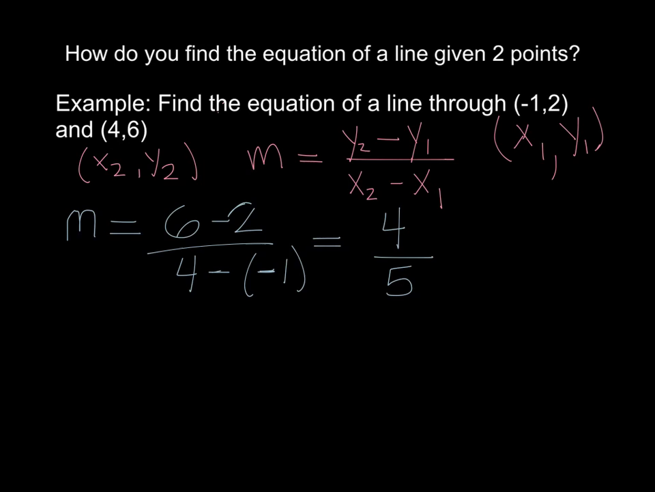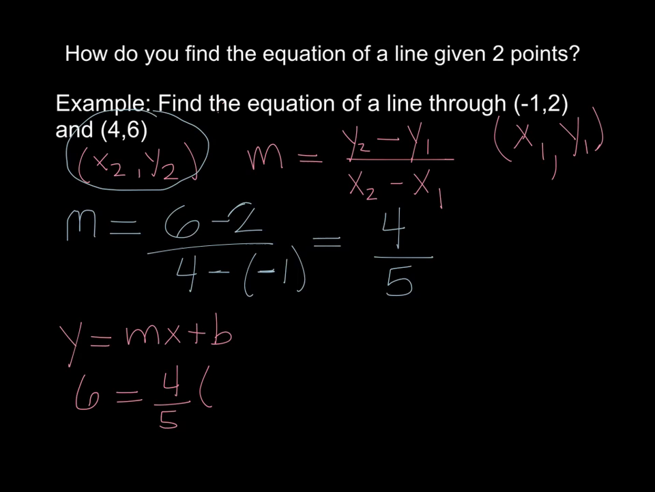The other piece of information we need is some ordered pair. And sometimes people get confused because there's 2 here. It does not matter which one you use. I'm going to choose the 4, 6 here because I don't have any negative signs, and then I don't have to worry about that. So the next thing that I do is again start with my standard, y equals mx plus b, and I'm going to put in the values that I know. So in for y, I'm going to put 6. My slope is 4/5. My x is 4, and my b is my unknown.